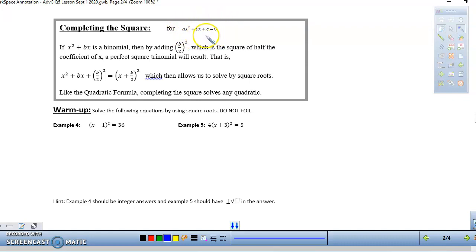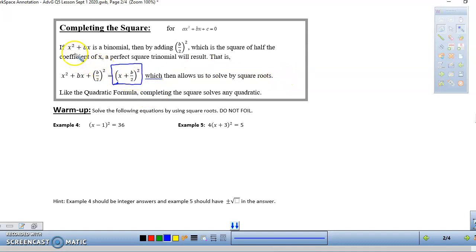So completing the square seems very complicated here. When we go through the examples, you'll see that it's really not that bad. But the big idea is that if you can get one of the sides into a perfect square binomial, something that looks like this, then you can solve by square roots.